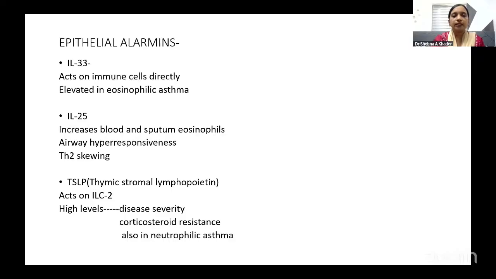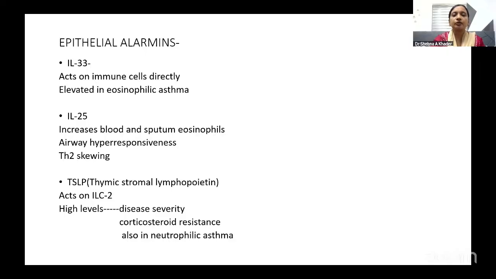IL-33 acts on the immune cells directly and it is more seen in the eosinophilic type of asthma. IL-25 is also seen in the eosinophilic type and it again increases the chance of airway hyperresponsiveness and also increases the tendency for Th2 skewing. TSLP is very important in the management. It acts on innate lymphoid cells type 2 and the high levels are often associated with disease severity.